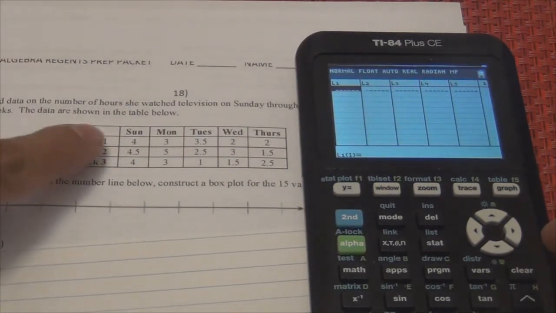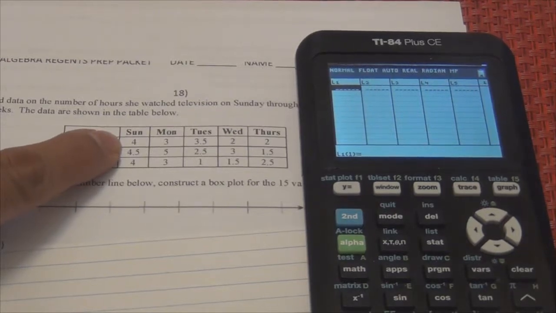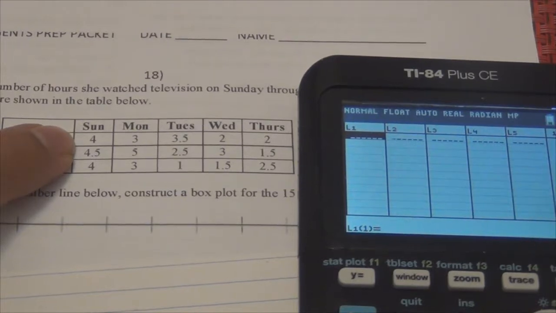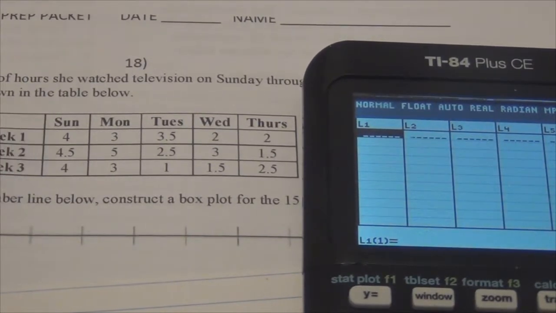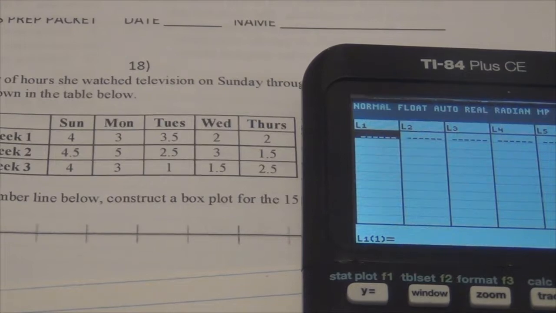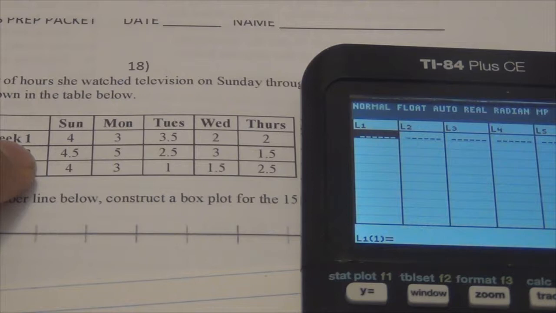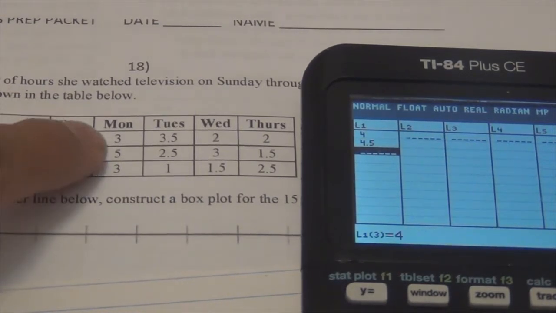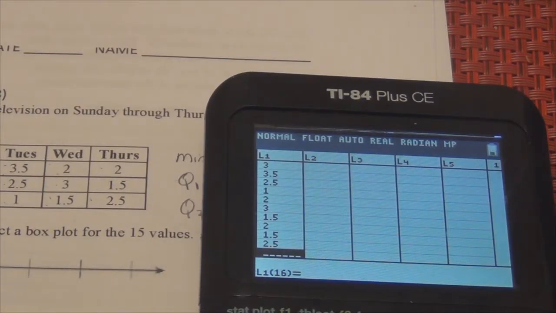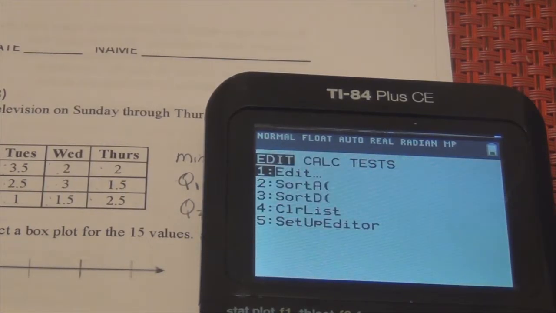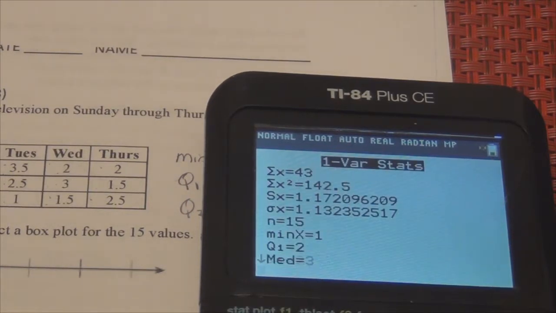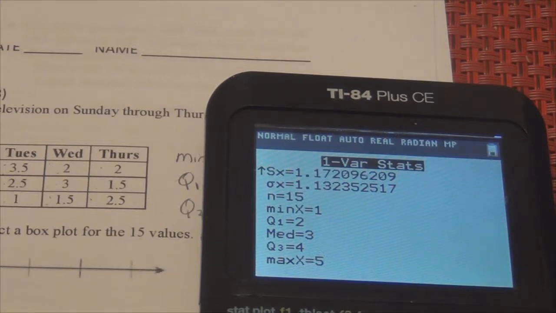All right, so what do I have? Okay, 4.5, I'm going to start with that. Okay, 4, enter, 4.5, enter, 4, enter, 3. Hopefully this should fix the whole thing. So now we press stats, go to calculate, press one variable statistics, and let's see what I got. Okay, now everything looks fine.